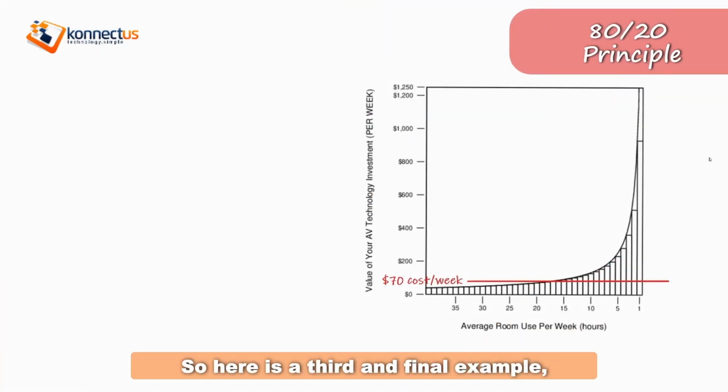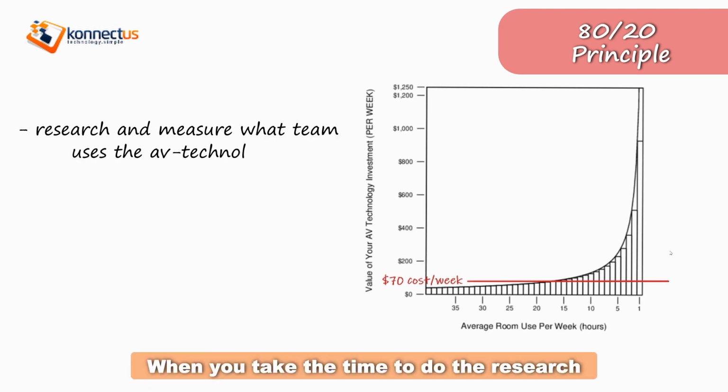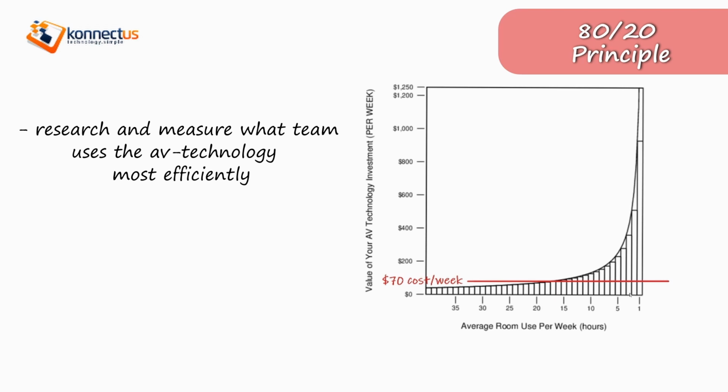So here is a third and final example. Same room, same AV technology, but you've realized that a specific team or a specific division, maybe a sales department, is able to generate even more net gain for the organization when they're using the AV technology in an optimal way for their specific use cases. When you take the time to do the research on how the rooms are being used, which teams are getting the most benefit, if you can measure that and then you can move those resources across here using the 80-20 curve example and get those teams using that technology more and more often, it can generate more and more revenue for you, or net gains, whatever it happens to be.